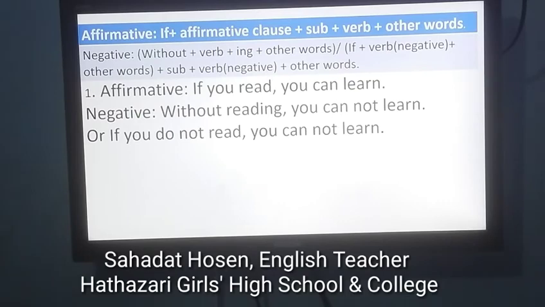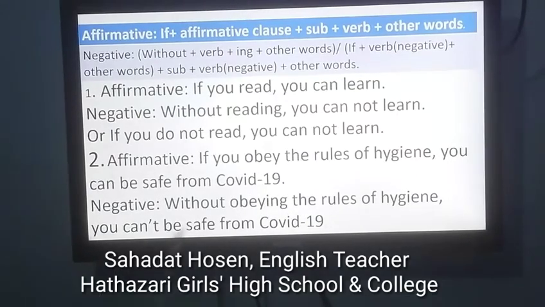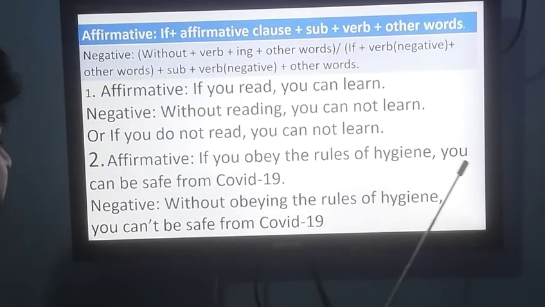So take another example. If you obey the rules of hygiene, you can be safe from COVID-19. Without obeying the rules of hygiene, you can't be safe from COVID-19.